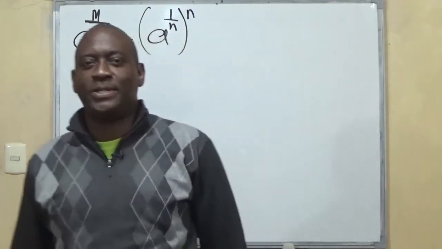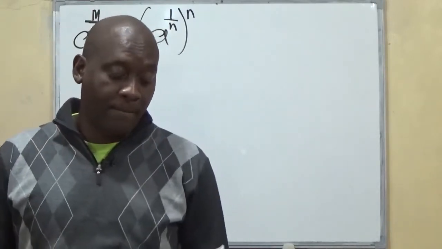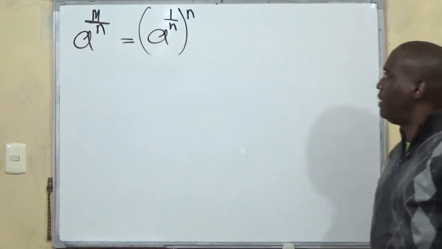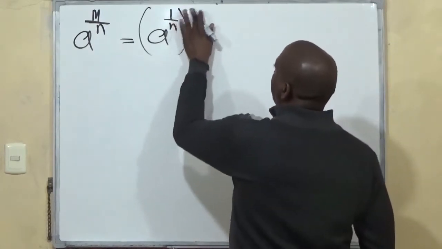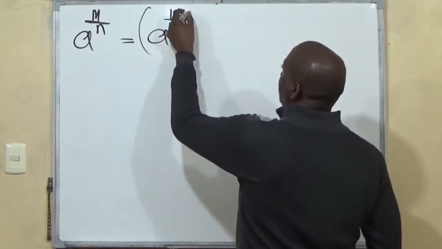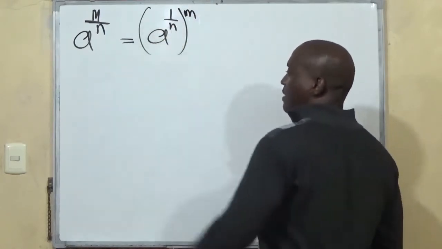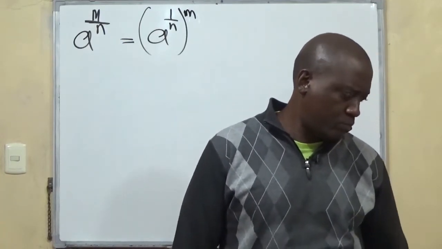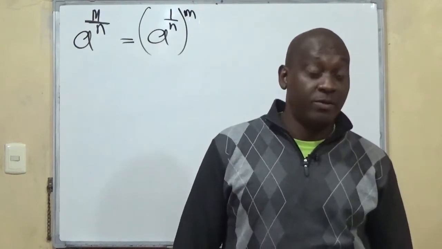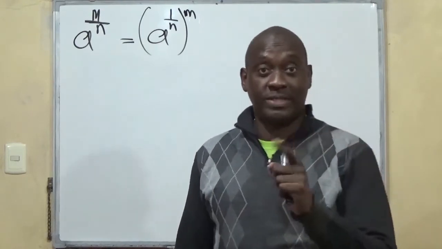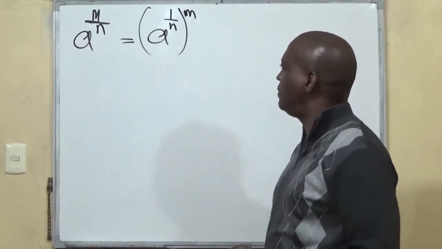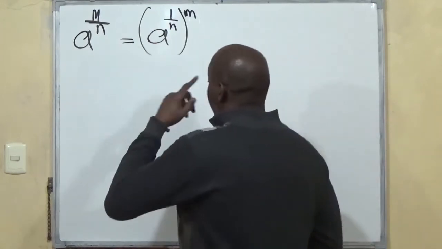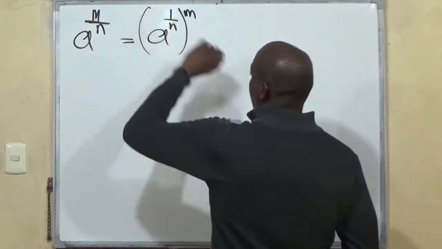There are plenty of things we could do with that rule alone, and we're going to start by doing a few examples. Because I know what you're asking yourself: you want to know what this 1 over n is, right? We will discuss that just now. So what is A to the power of 1 over n?